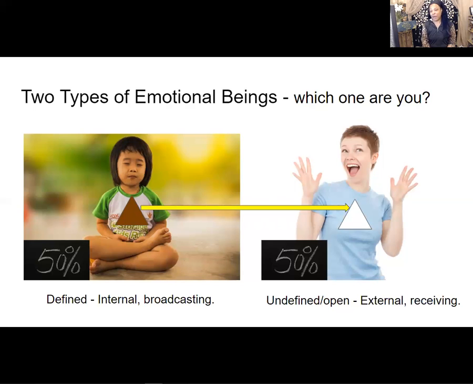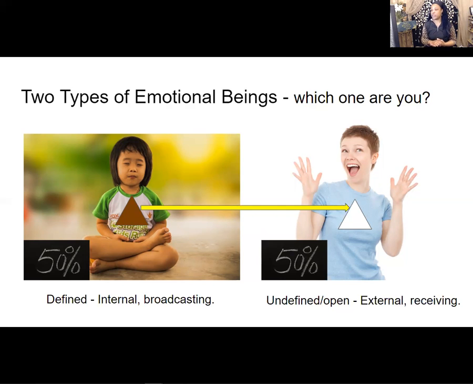Pretty much half of the population is what we would call defined. That means that their emotional energy is internal. It comes from a place from within them. And it's actually a really big part of their personality and how they show up in the world with their ability to make decisions about things that they are faced with. That is the defined emotional type.